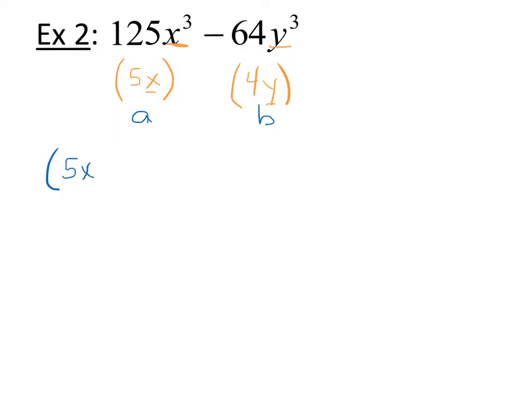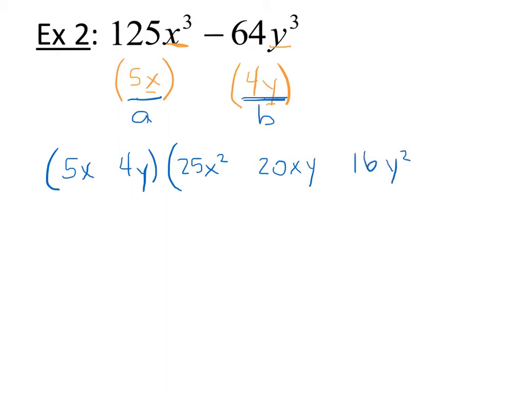A, B, A squared. 5 squared and x squared would be 25x squared. And then A times B. 5x times 4y is 20xy. And then lastly is B squared. 4 squared and y squared is 16y squared.